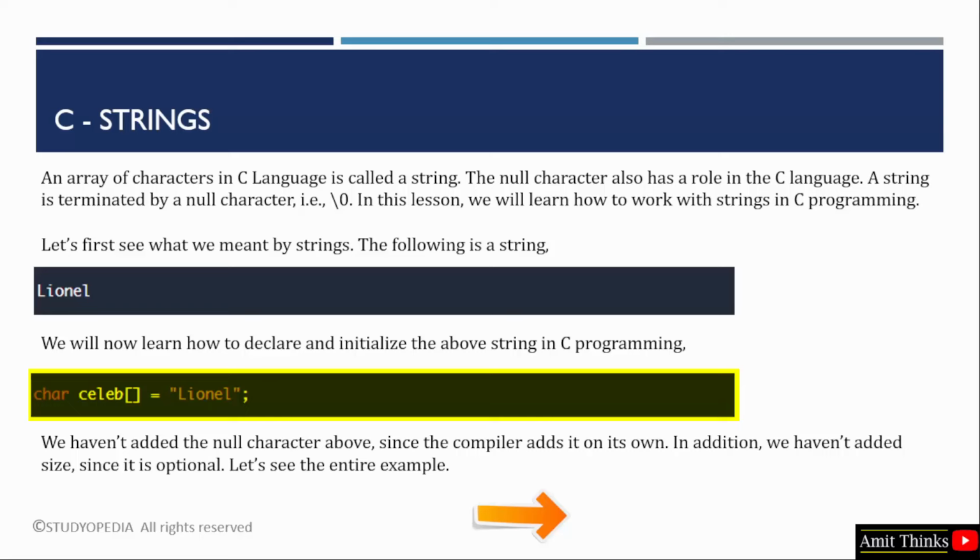Here we haven't added the null character since the compiler adds it on its own. Also, we haven't added the size because it is optional. It is automatically determined by the length of the string plus 1 for the null terminator. Okay, so this is how we can declare and initialize a string in C.